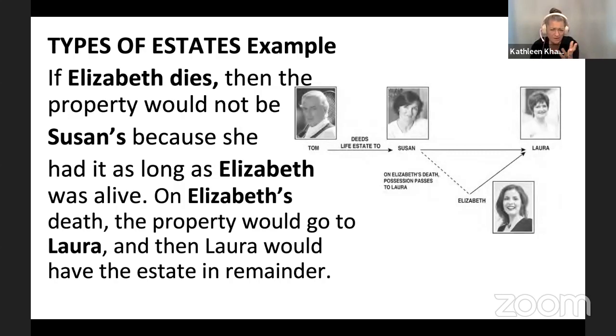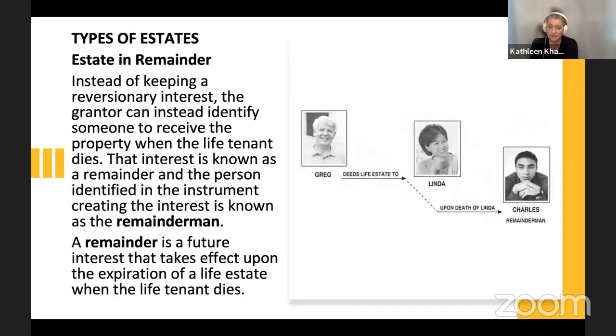And I think we already clarified that, but it's good for it to be in writing because, well, technically Susan only had the property while Elizabeth was alive. So on Elizabeth's death, the property would go to Laura, and then Laura would have the estate in remainder. She's in remainder. She's remaining to the side, waiting for the property to become hers or given to her heirs.